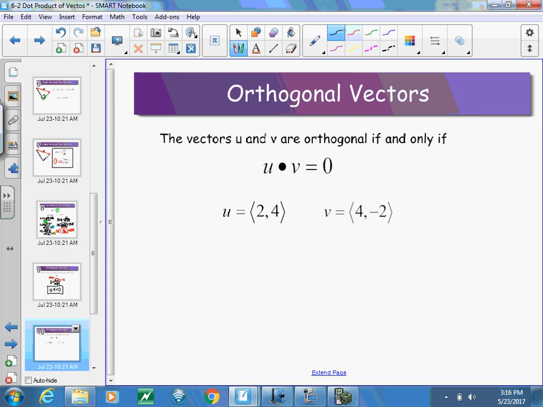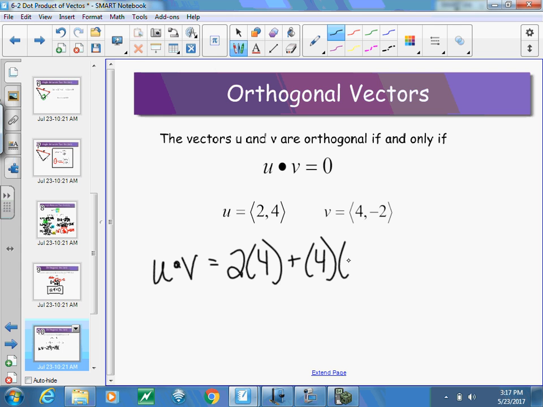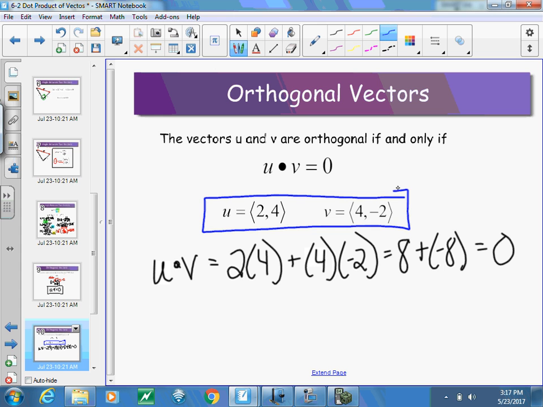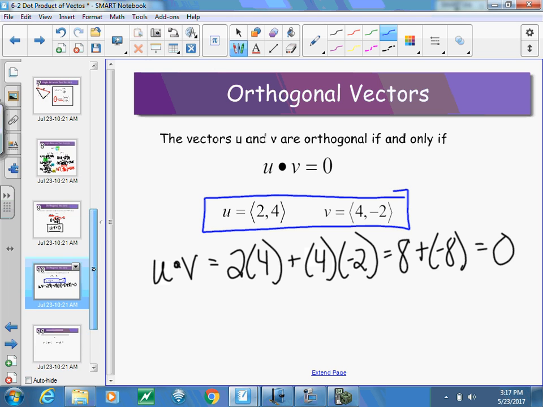Or you can just find your dot product. If I do u dot v, I take 2 times 4, and I add 4 times negative 2, we get 8 plus negative 8, which gives us 0. So that means that vector u and vector v here are orthogonal vectors, meaning that they have to create a 90-degree angle. So there you go.